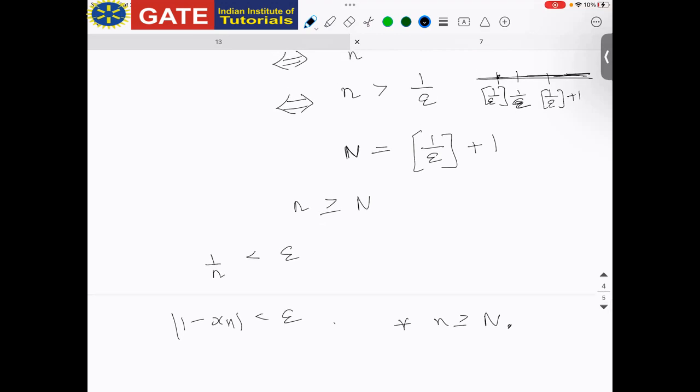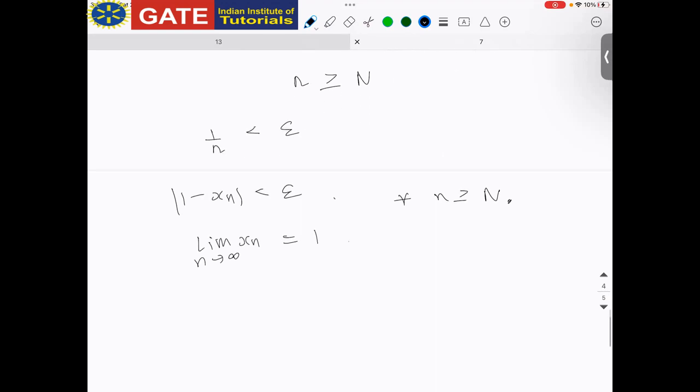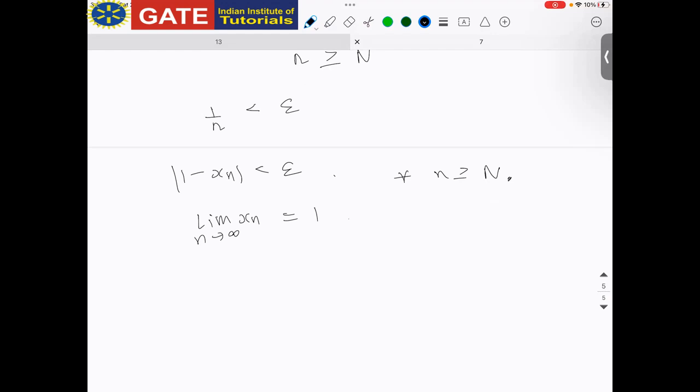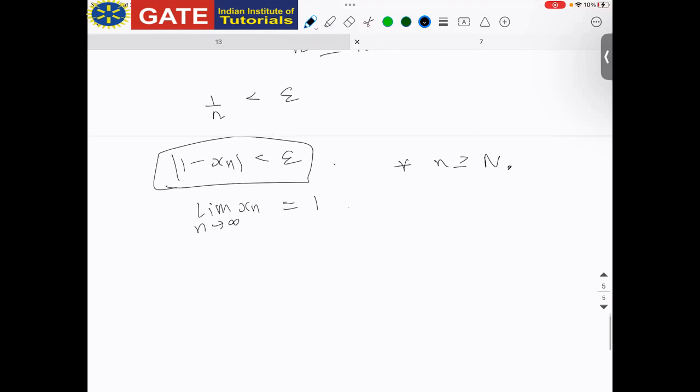Modulus of 1 minus xn is less than epsilon. That means limit n tends to infinity of xn is 1. So 1 minus xn should be between minus epsilon and plus epsilon. Subtracting 1 from both sides, it will be minus xn between... so this is modulus of 1 minus xn lesser than epsilon.